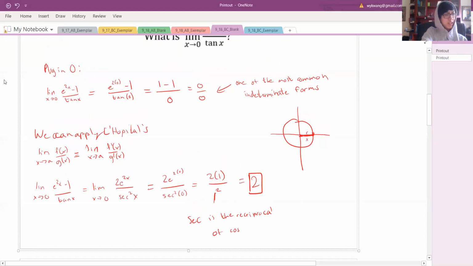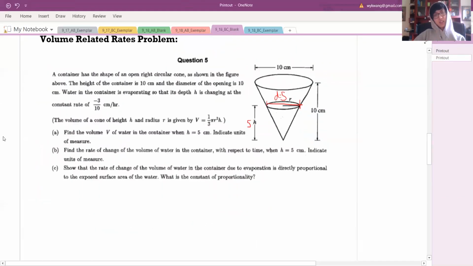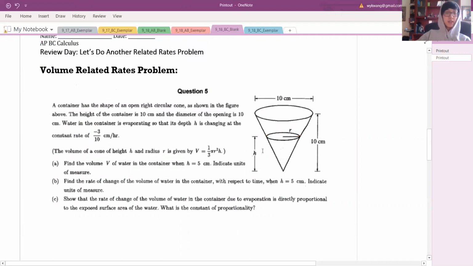Now we're encountering this daunting volume-related rates problem. Now, I'm going to cut out part C. Not going to work on that. So part A and B.